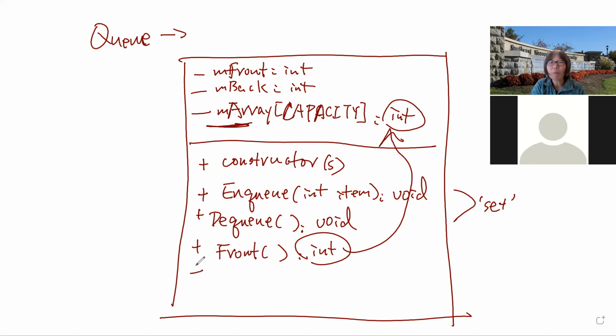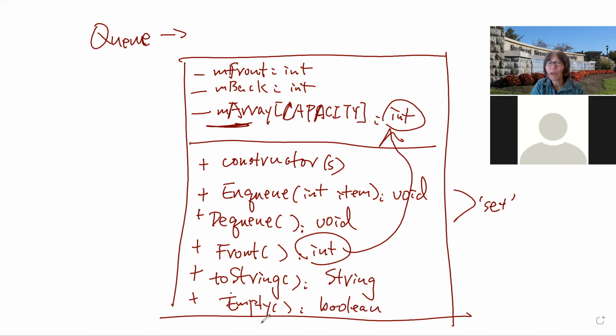You may have some other operations. Generally we also provide toString, and the return type should be a string. And maybe more operations, like the empty condition check, which should be a Boolean type, and maybe you also have a full condition check, a Boolean, and more operations. So this is the UML diagram regarding Q. And once we have this UML diagram, then we can start our coding.